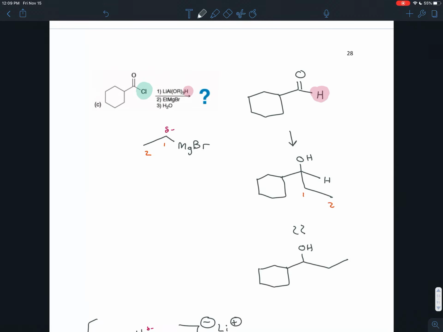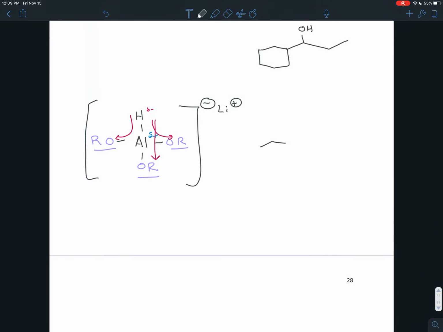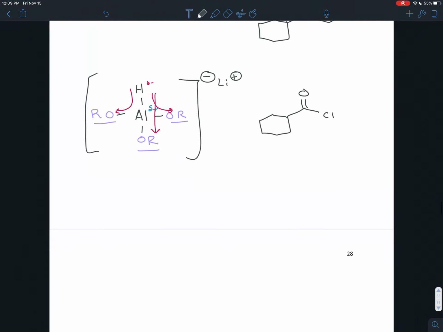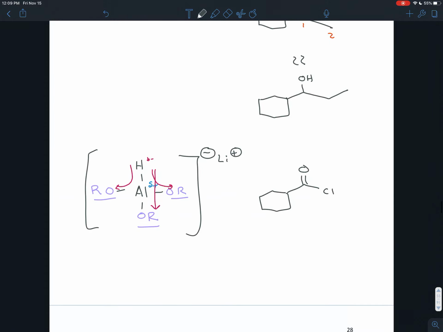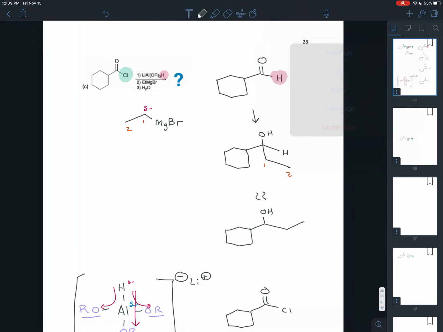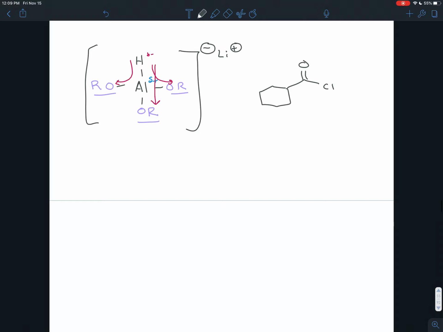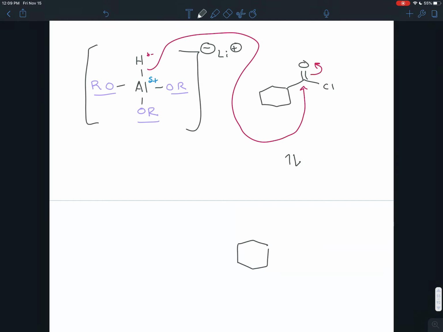So if we start with this acid chloride, then what we see here is this hydrogen, this weakened hydrogen nucleophile, attacking our carbonyl carbon, which is slightly positive. And the pi bond breaks, the electrons go onto the oxygen above. You get your famous tetrahedral intermediate.